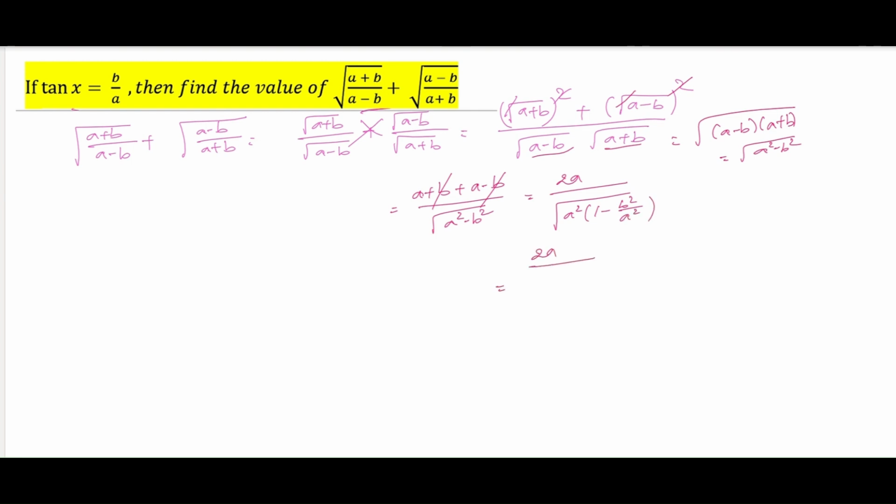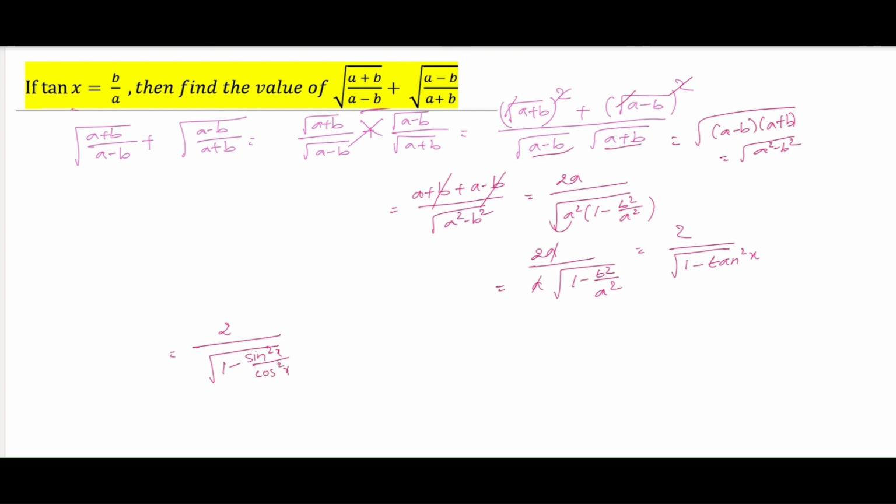2a by, now take a square out of the root, it becomes a root 1 minus b square upon a square. A and a will get cancelled out. We'll have 2 by root of 1 minus b square upon a square, which is nothing but tan square, because we have tan equal to b by a. So this is tan square. Again, the tan square can be written as sine upon cos. So we'll write that root 2 divided by root 1 minus sine square upon cos square.